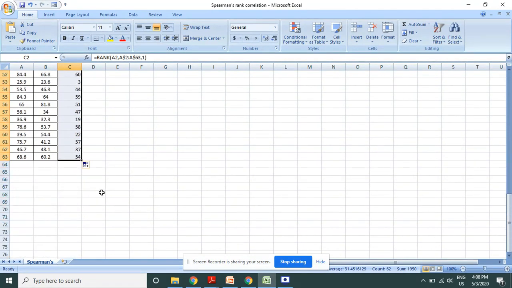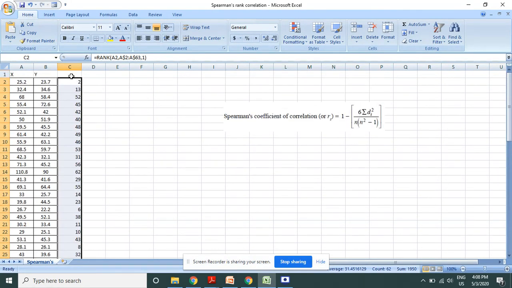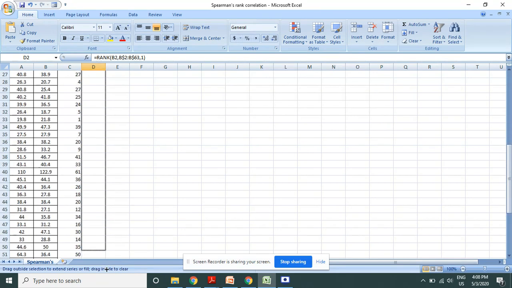Similarly, you can write it as rank of x. Similarly, rank of y. Now you can see the rank of y is here, and you can extend it for this whole array.